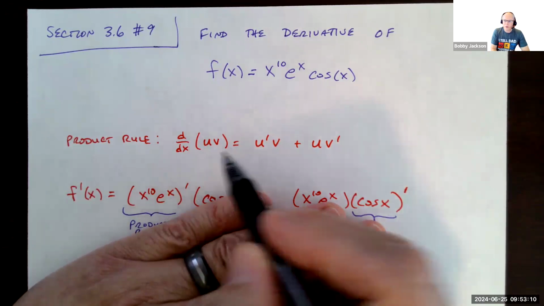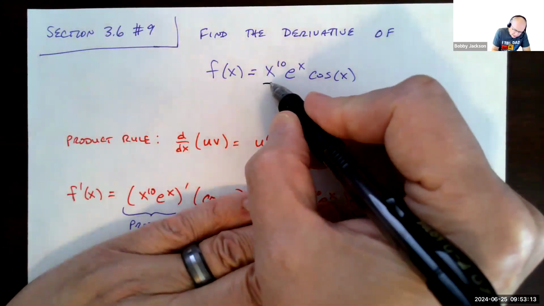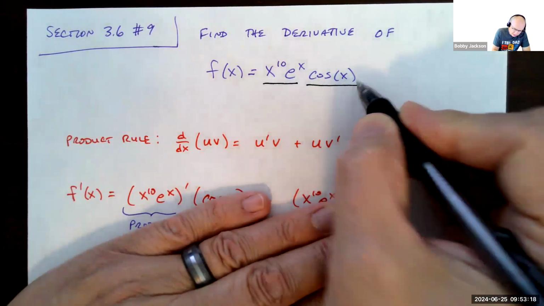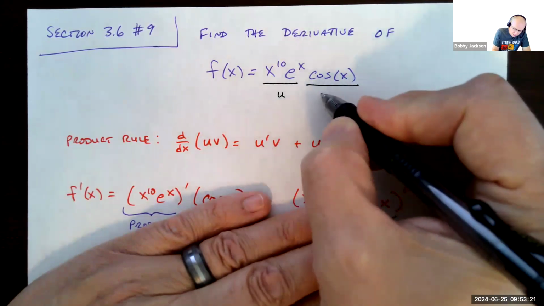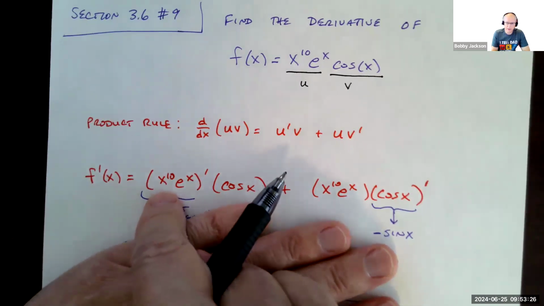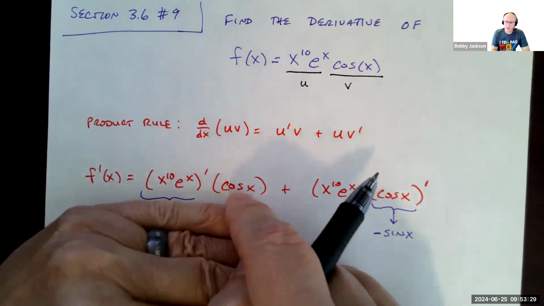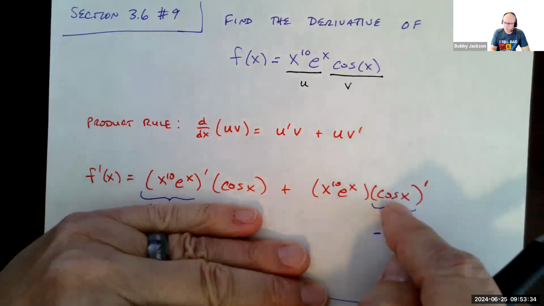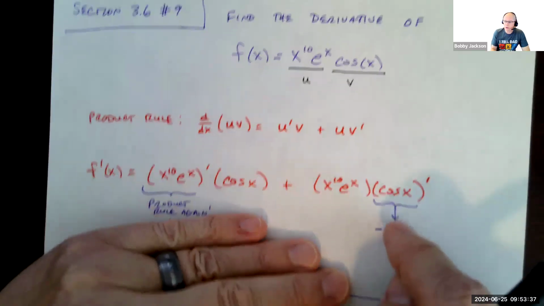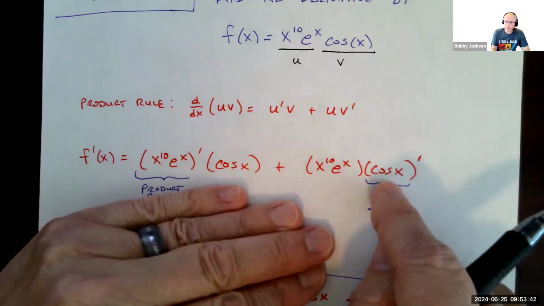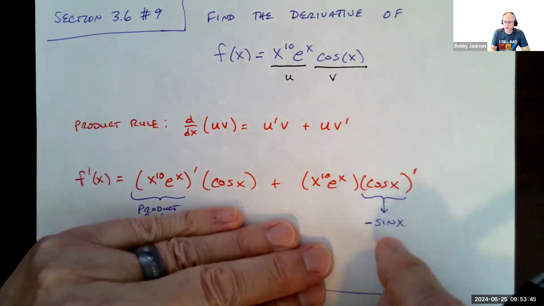That will not work. What I'm going to do is treat x to the 10th times e to the x as one function of x, and cosine of x as another function of x. So this will be like my u down here, and this will be my v. So I'll take the derivative of u, derivative x to the 10th e to the x times v, which is cosine of x, and then I'll do u times the derivative of v, right? And so let's start here. What's the derivative of cosine of x? What's the derivative of v function? Well, you should know from this section 3.6, the derivative of cosine of x is negative sine of x.